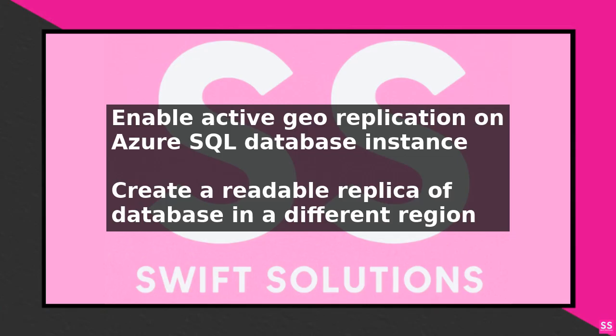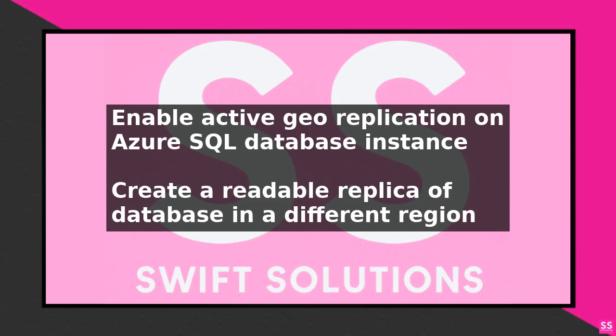Step 2. Monitor the performance of your primary database and its replica. Use Azure Monitor to track metrics such as CPU usage, memory usage, and query performance. This will help you identify any issues with your primary database and determine when to failover to the replica.